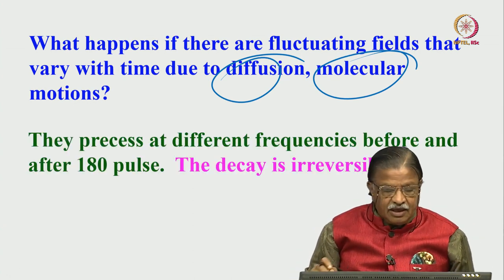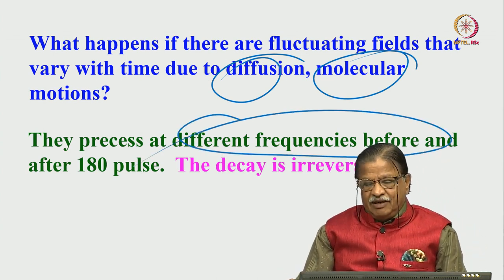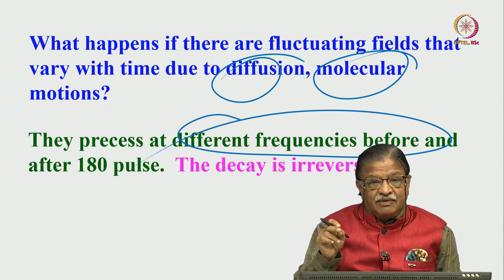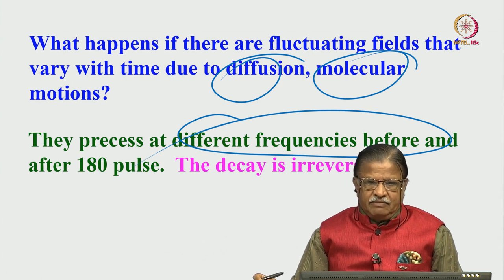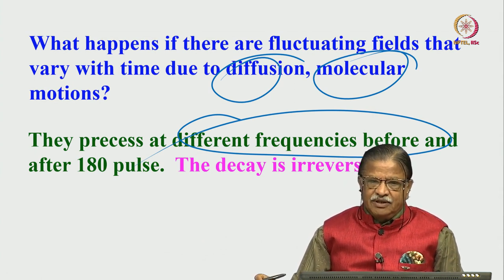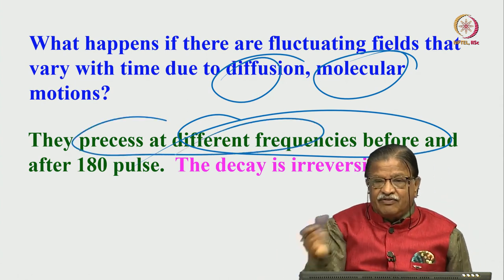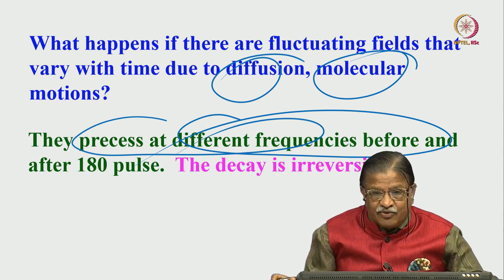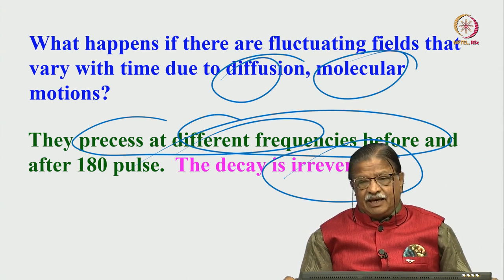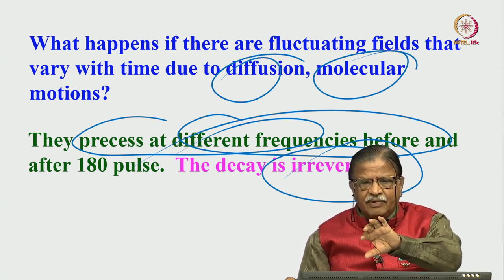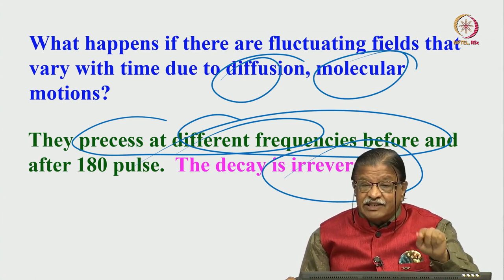Is the next question. They precess at different frequencies before and after the 180 pulse because they are not the same. Their precession frequencies continuously keep changing because of diffusion or molecular motion. So as a consequence, they precess at different frequencies before and after the 180 pulse. There is no question of refocusing. The decay is irreversible. In the other case, it was a reversible decay; the 180 pulse brought it back. That was an echo. But here, this is not a reversible decay.